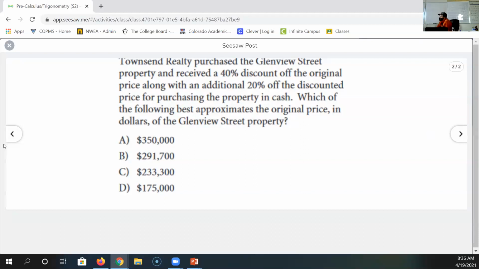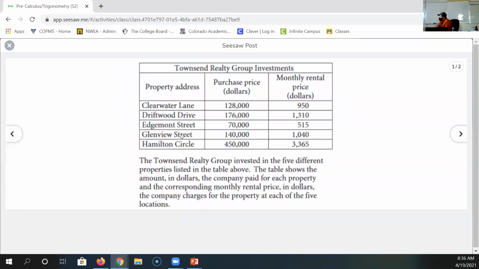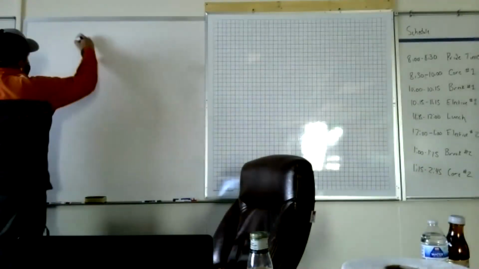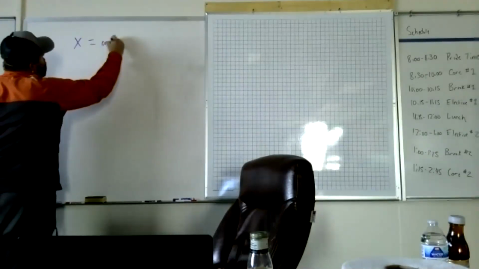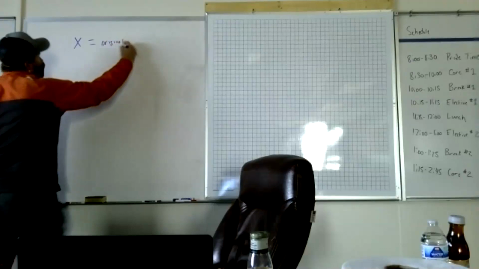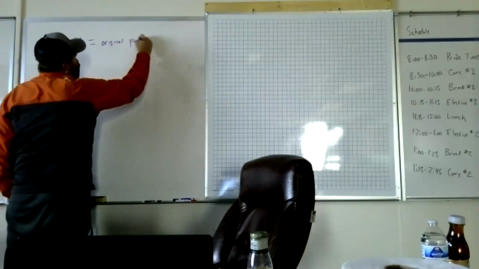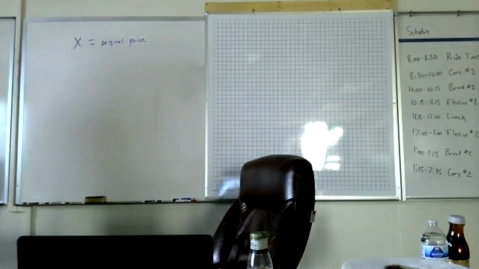Okay, and if we go to our table, it shows the Glenview Street property. We purchased it for a total amount of $140,000, and this is after the discounts. So we're trying to find the original price. So what we're going to do is find X, the original price. I'm just going to nominate X as the original. So from this, what did we have to do to X to reach 140,000?